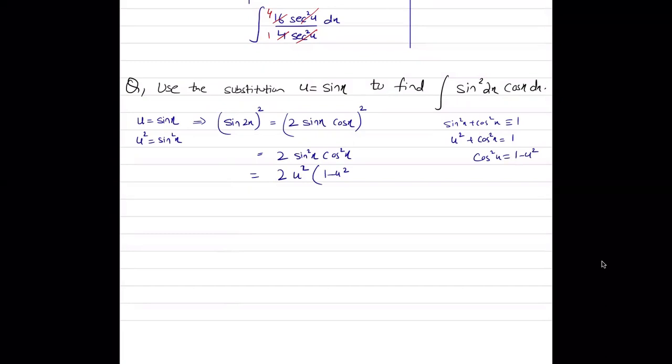Okay, 1 minus u squared. This should be 4 sine squared x cos squared x.